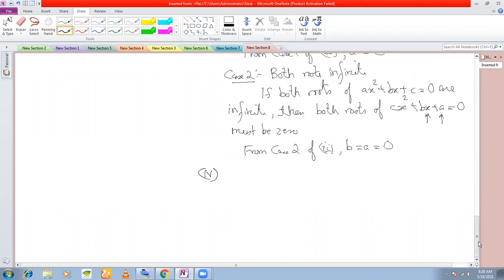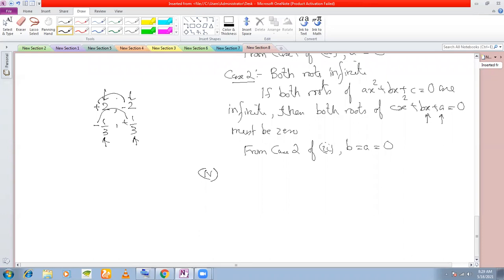When roots are equal in magnitude but opposite in sign, that means if one root is plus 2, the other root must be minus 2. If one root is minus 1/3, the other root has to be plus 1/3. That means they are equal in magnitude, but they are opposite in sign. See, they are opposite in sign, right? They are equal in magnitude. The magnitude is the same. 1/3, 1/3. 2 and 2, right?